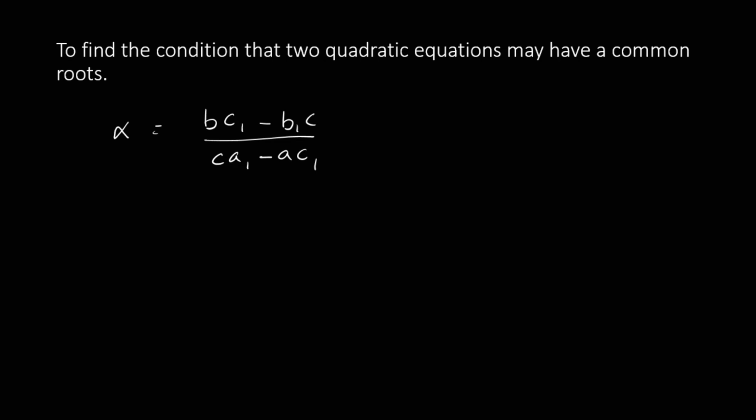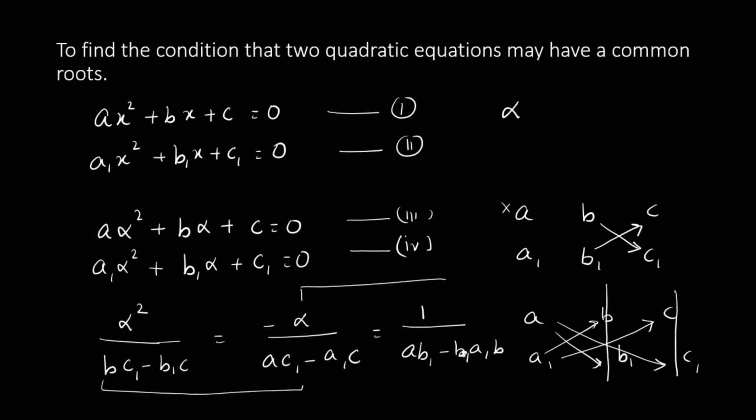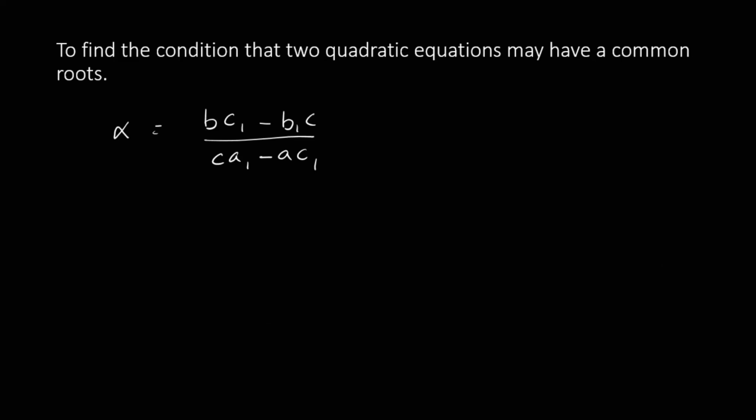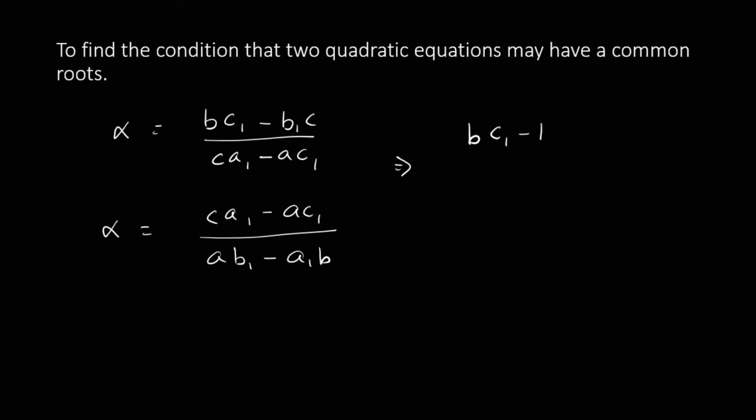This is derived from the first two, and if we look at the second two ratios, from here we can write alpha equal to ca1 minus ac1 divided by ab1 minus a1b. So these are the relations between the coefficients in the case of one common root. Now since both values of alpha are equal, we can write bc1 minus b1c divided by ca1 minus ac1.